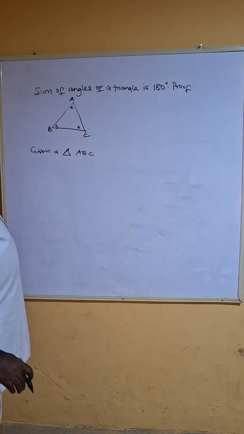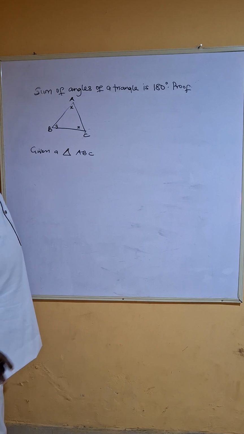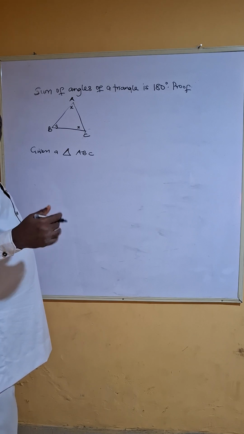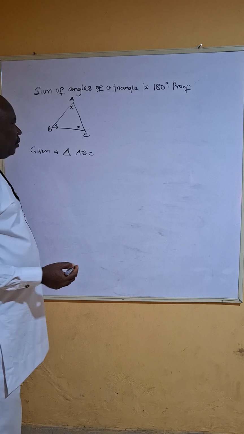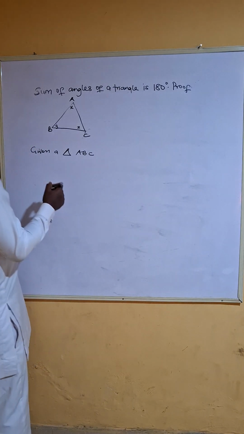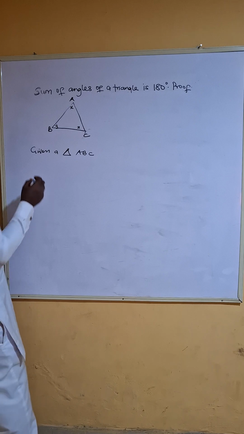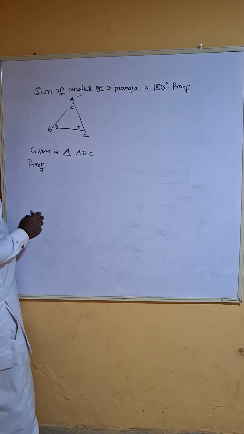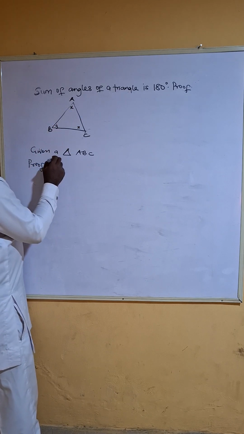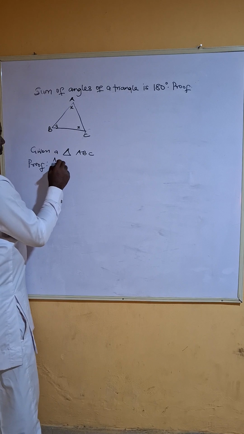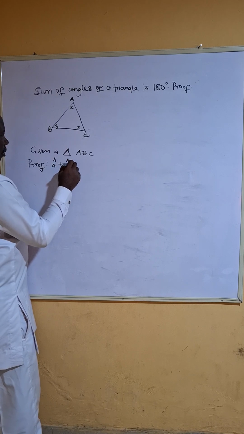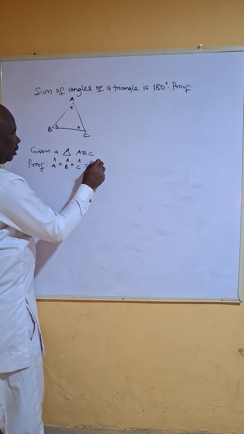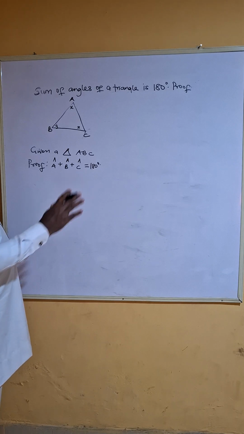Now, in order to make your proof easy, you are supposed to add some lines to aid your proof. But let's first of all state what you want to prove. So you write proof. We have to prove that angle A plus angle B plus angle C equals 180 degrees. That's what we want to prove.